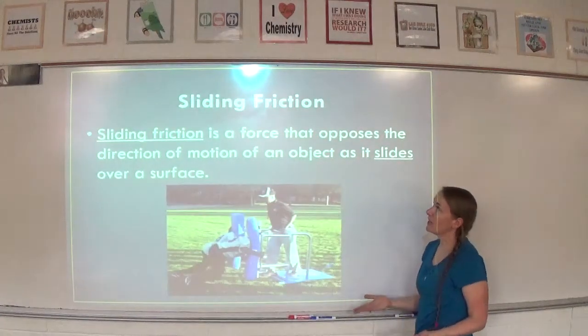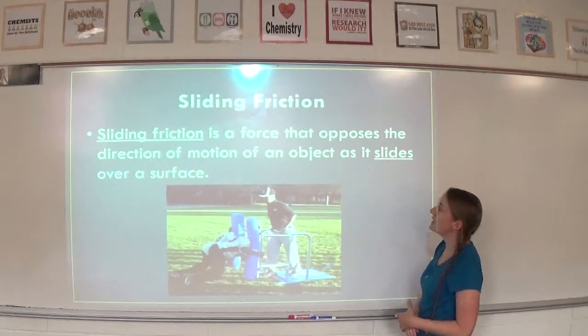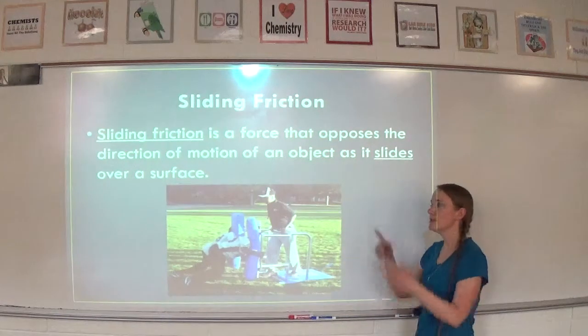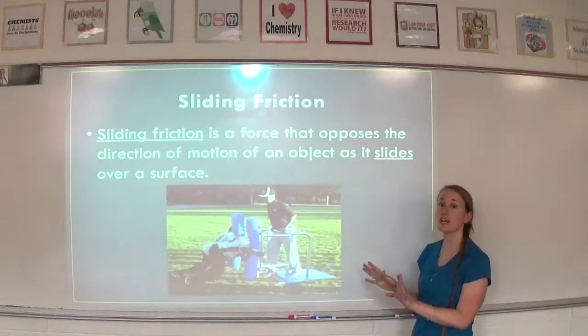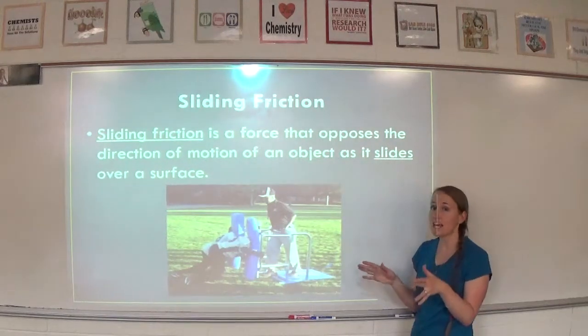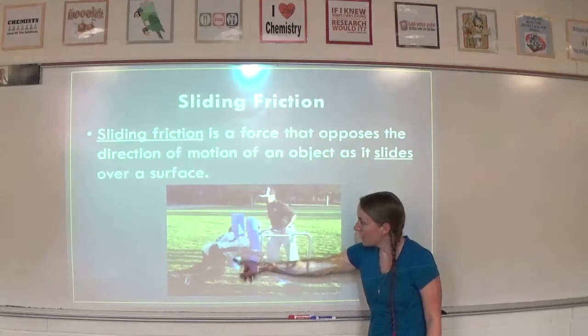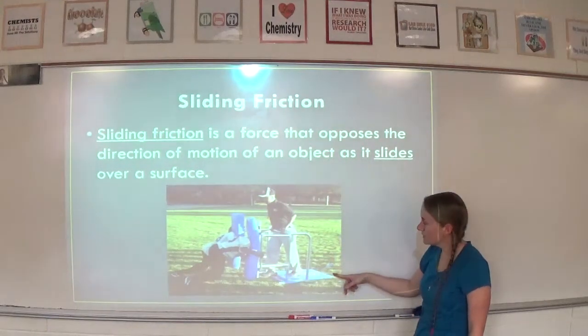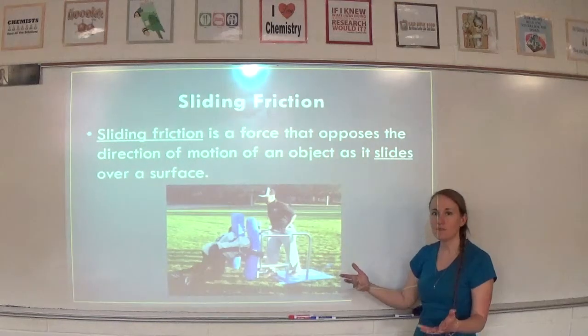Sliding friction, on the other hand, is a force that opposes the direction of motion of an object as it slides over a surface. So see, in the previous example, the boy couldn't get the rock moving, so he didn't experience sliding friction. He was experiencing static friction because he never could move the rock. Whereas here, this is a football player at practice, and he's pushing this across the grass, and so it's sliding across the grass. Why is it difficult to slide it?